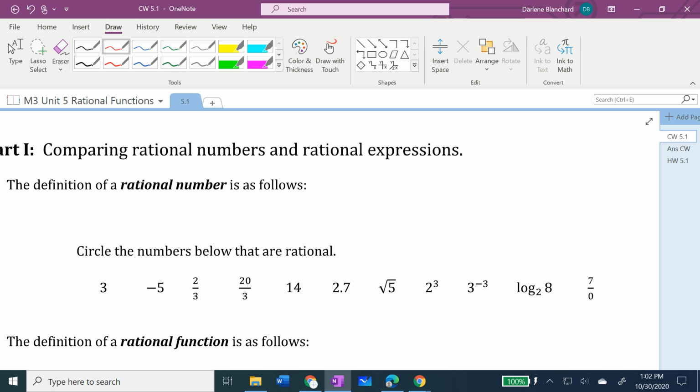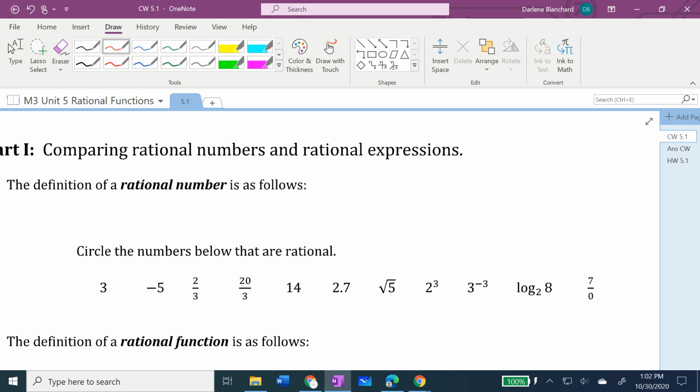Since I can only see like 5 of you, I have no idea if there's participation going on, if you're doing stuff. Thank you. Some of you are actually here. Okay, good. All right. So, are you doing this? Are you circling the numbers that you believe to be rational?